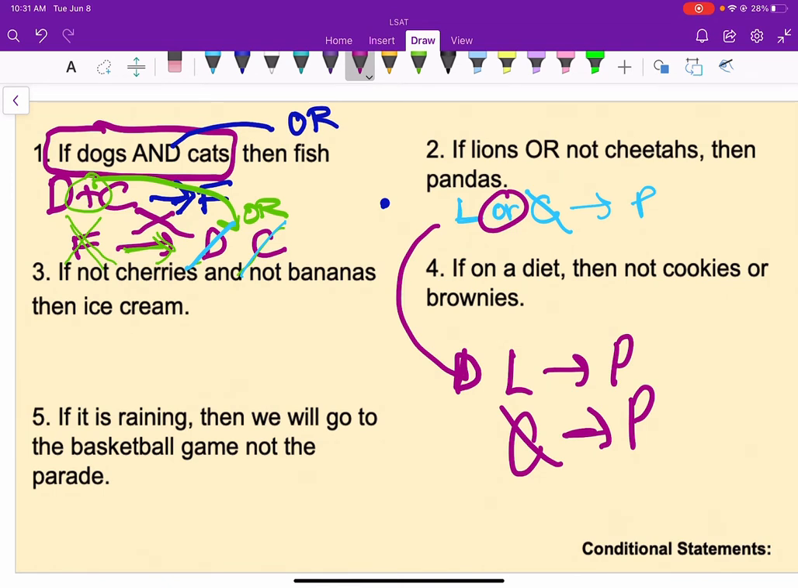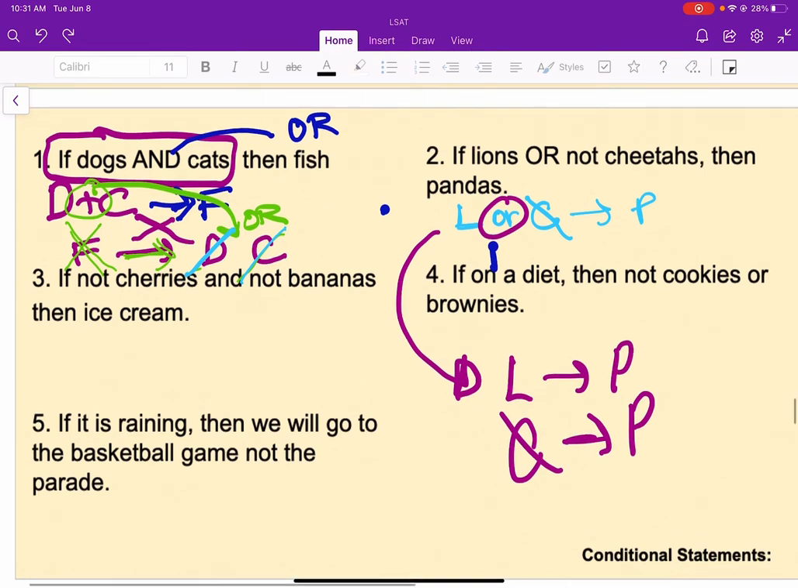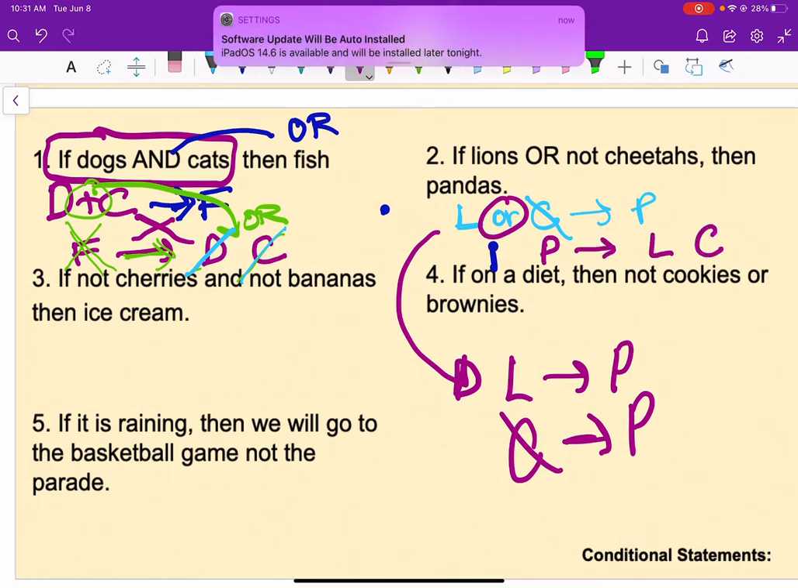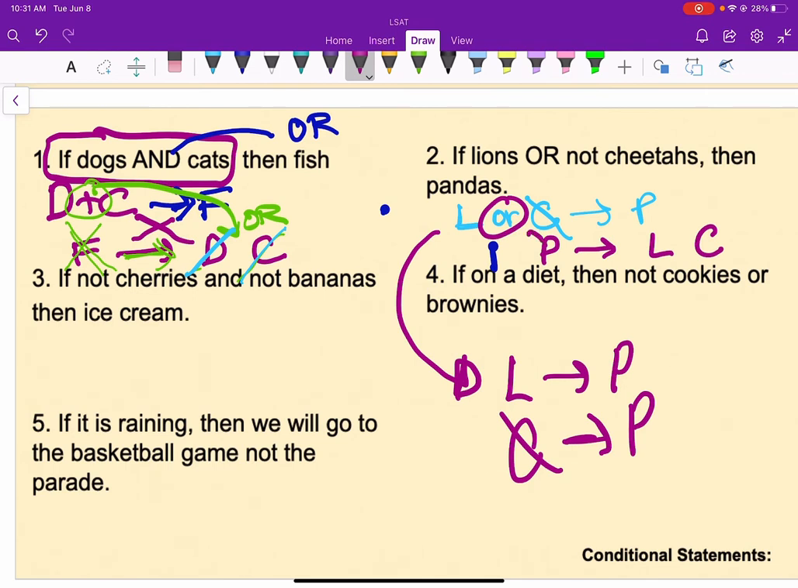And so if we go back up to the top here and we flip this and reverse it, I'm going to flip it first. So I'm going to put P on the left side, and then I'm going to put L and C on the right, and then I have to negate it. So if I'm not a panda, then I'm not a lion, and, because our "or" becomes an "and," I'm a cheetah.